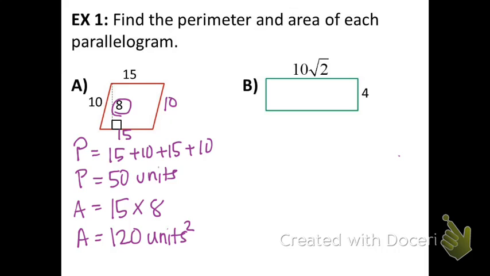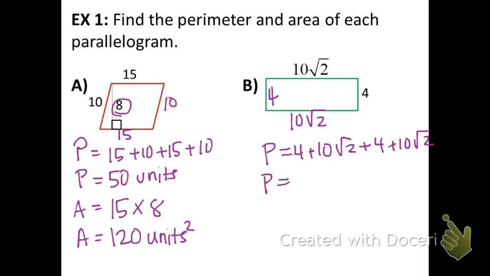So up here on our perimeter and our area, remember that this side is the same, so it's a square, and this is the same as the opposite side there. So for our perimeter, we'll add the 4 plus the 10 root 2 plus the 4 plus the 10 root 2, and then we'll combine like terms. The 4 and the 4 are 8, and then the 10 root 2 and the 10 root 2 combine to give us 20 root 2. And we only have to add the tens in front, and that would be units.